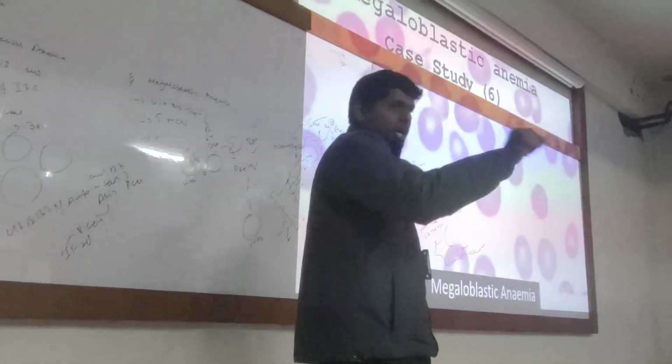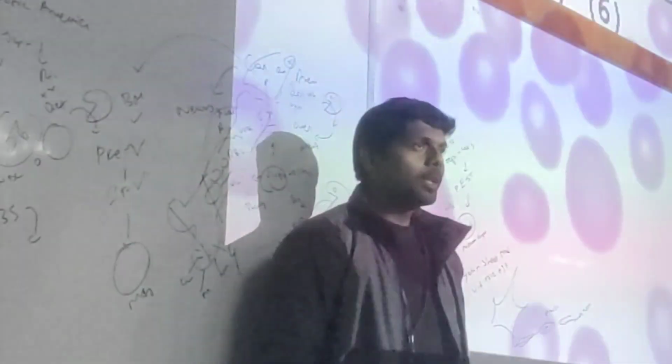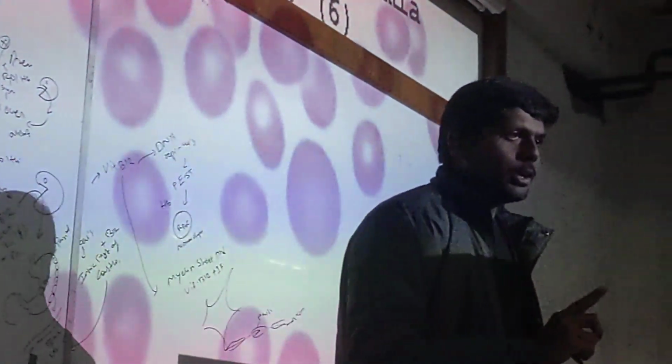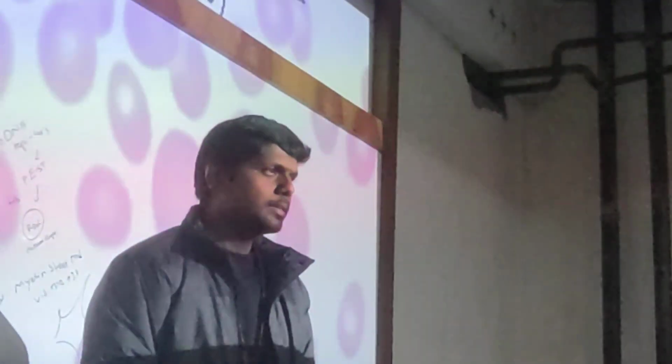So keep in mind, write down this point for the diagnosis of megaloblastic anemia in PBS, the peripheral blood smear. You will identify hypersegmented neutrophils, then ovalocytes, enlarged red blood cells, and tear-shaped red blood cells in megaloblastic anemia. Teardrop cells, enlarged red blood cells, and hypersegmented neutrophils will be seen in megaloblastic anemia.